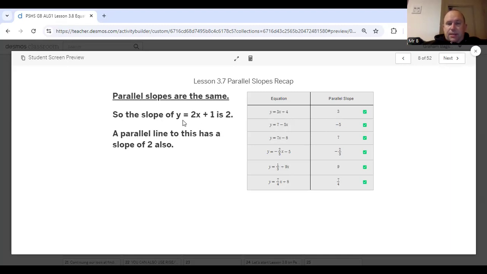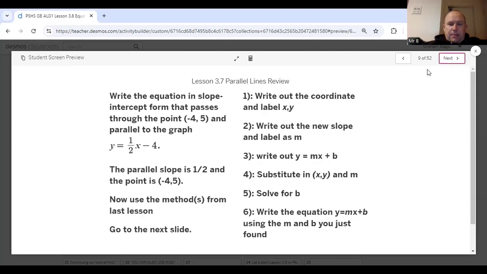And in my example on the side here, if we had y equals 2x plus 1, I know if it's in slope-intercept form, the number in front of the x is the slope, so it would be 2, and parallel lines have that same slope, so therefore it would also be 2. There was an example just to show you.